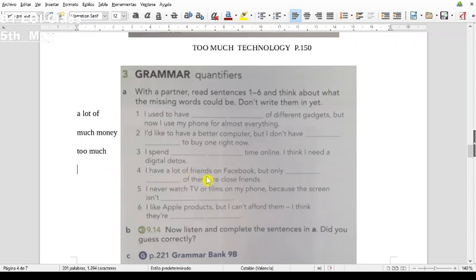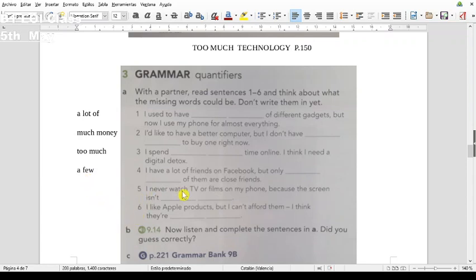Well, let's see number 4. I have a lot of friends on Facebook, but only a few of them are close friends. Tengo muchos amigos por Facebook, pero solo son amigos íntimos. Only a few, pocos, contable. Los amigos se cuentan con los dedos de la mano. A few era pocos para contables.